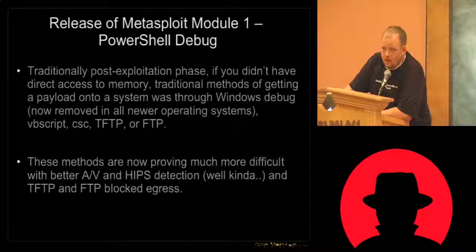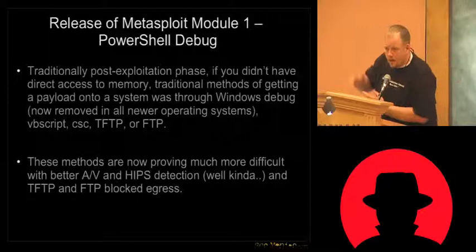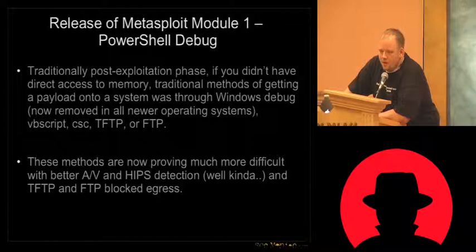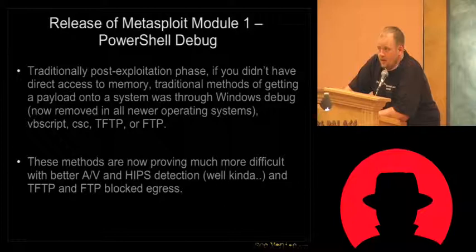The debug method takes a binary and converts it to hexadecimal, and then puts it on the system itself, and then calls Windows Debug in order to convert it back to a binary for us. After our talk, I think at DEF CON 16, they removed Debug. And so now in Server 2008 and Windows 7 64-bit platforms, Debug is no longer in there. So basically, we lost our method of the debug conversion in newer operating systems.